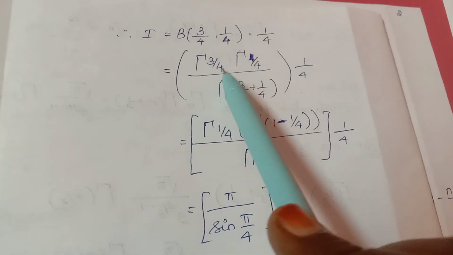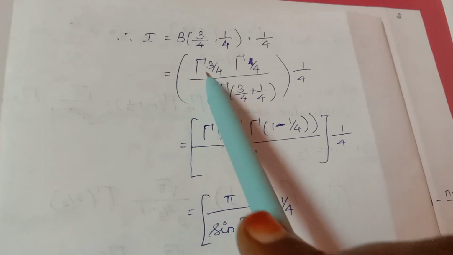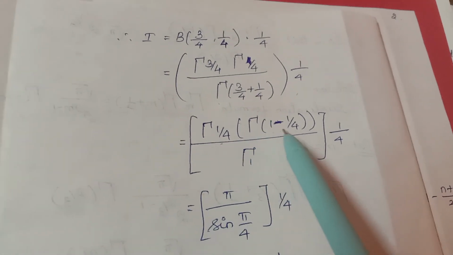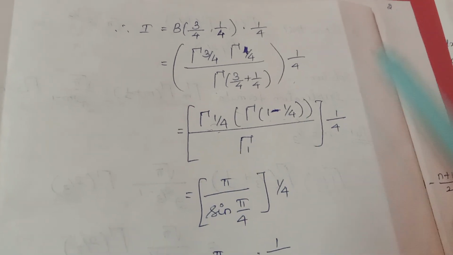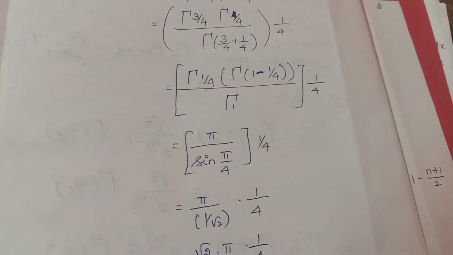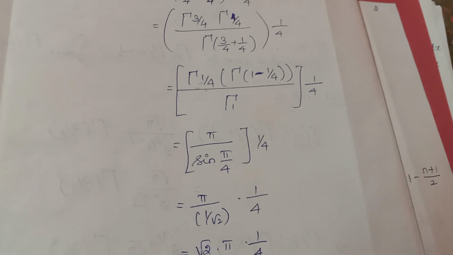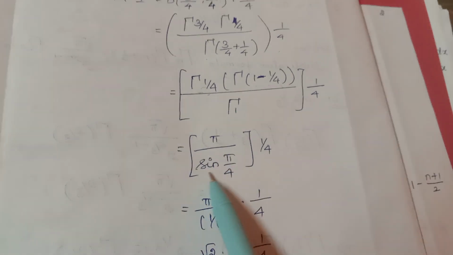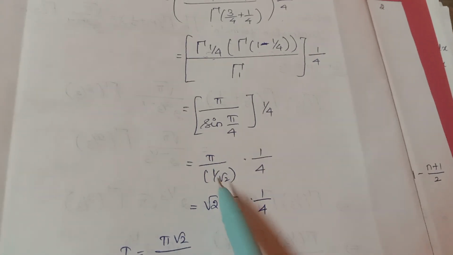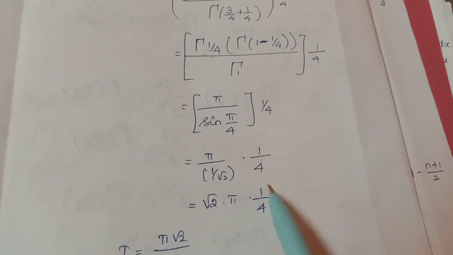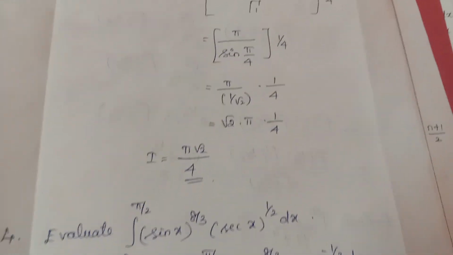So here in the numerator, this is gamma of 1 by 4. This gamma of 3 by 4 can be written as gamma of 1 minus 1 by 4. So this is of the form, again, gamma of n into gamma of 1 minus n. So it is equal to what? Pi by sine n pi. So pi by sine pi by 4 into 1 by 4. What is sine pi by 4? 1 by root 2. So pi by 1 by root 2 into 1 by 4. So the answer is pi root 2 by 4.